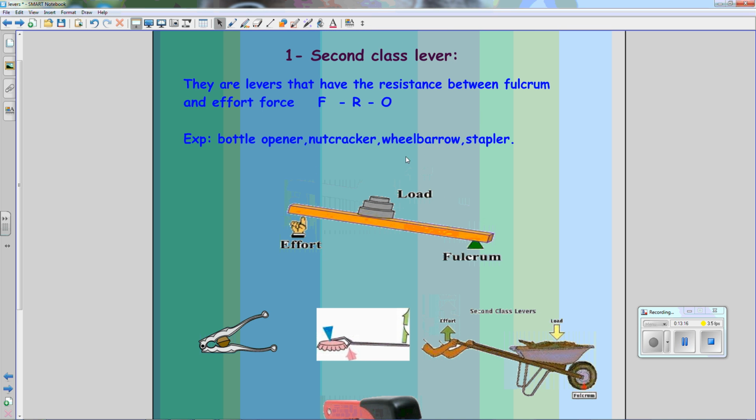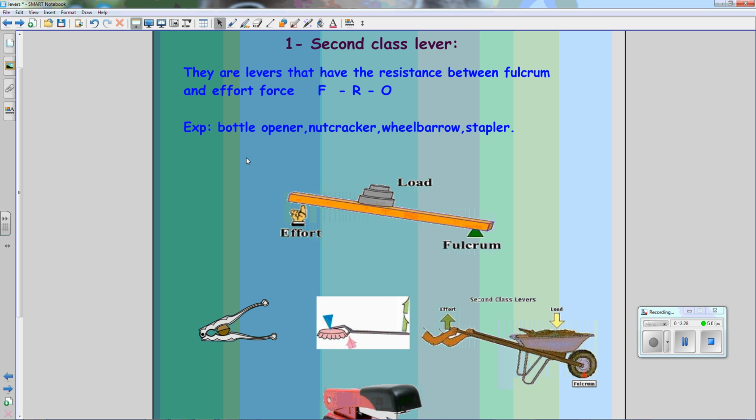What do we have in the second class levers? The resistance between the effort force and the fulcrum. So if the question is, give reason, for example, why is the bottle opener a second class lever, the answer will be: because it has the resistance between the effort force and the fulcrum.